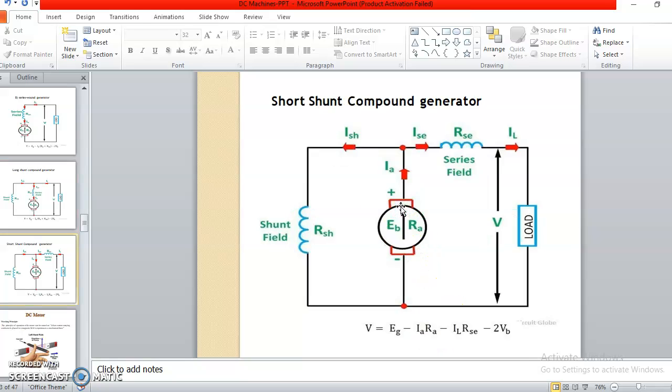And in the short shunt compound generator also, IA into RA is nothing but the armature losses. With this, IL into RSE, that is, the losses across this winding, we have to consider separately. Remaining V, EG and VB are the same. So this is all about the different types of DC generators as well as the voltage equation for the same.